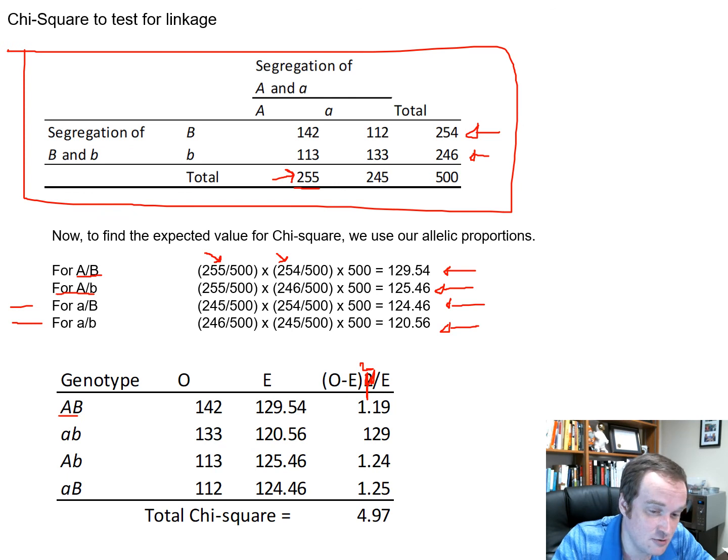Now we move down and we do it again with little a, little b. So our little a, little b was 133 here. And so that was our observed. Our expected was 120.56. So we enter that into this equation, and we get 1.29. So we do that for all four of these, and we add up our total chi-square value, which we end up with 4.97.